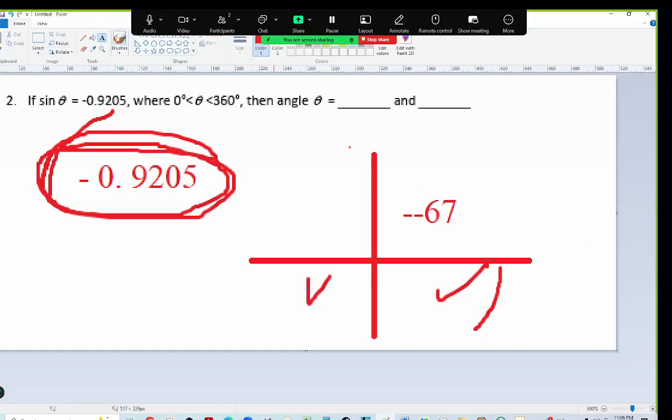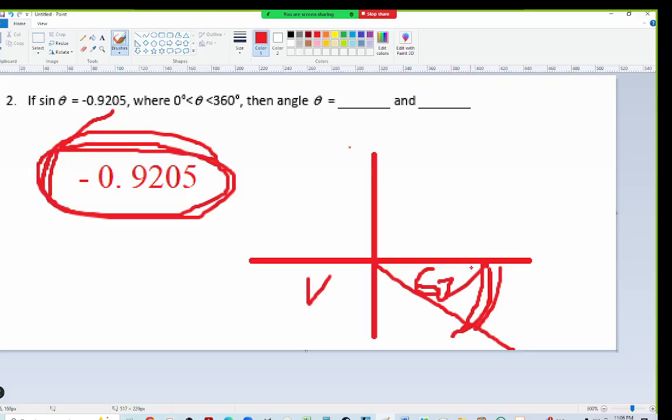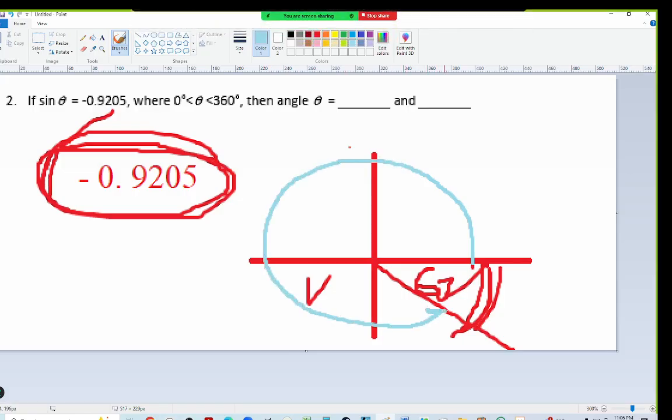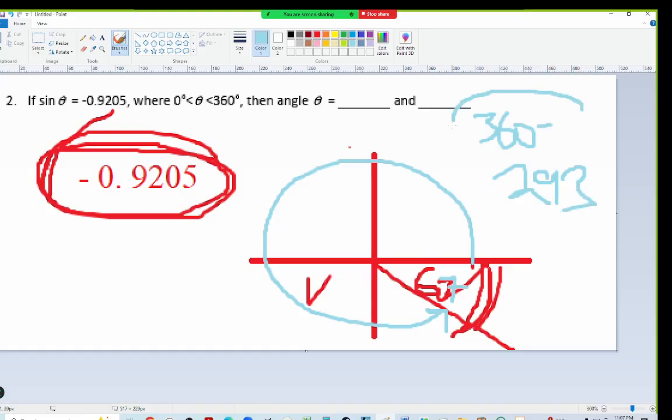Since we're negative, we're going this way, and they're talking about this angle right here, 67 degrees. But that's not the terminal angle. That's the reference angle or the acute angle. The terminal angle starts at the beginning and goes all the way around and ends there. So what's the terminal angle? If that's 67, it's 360 minus 67. It's 293.